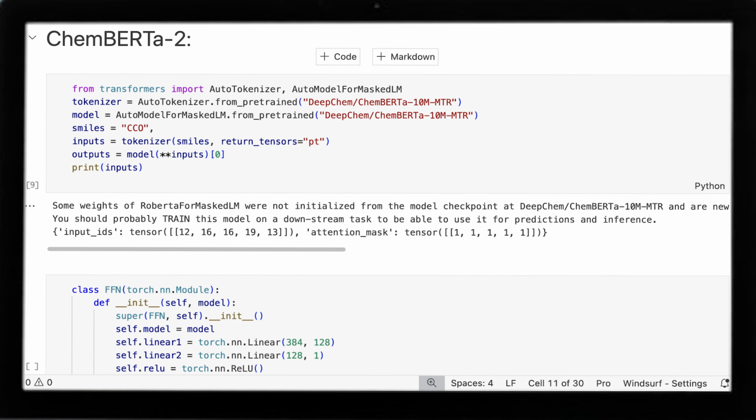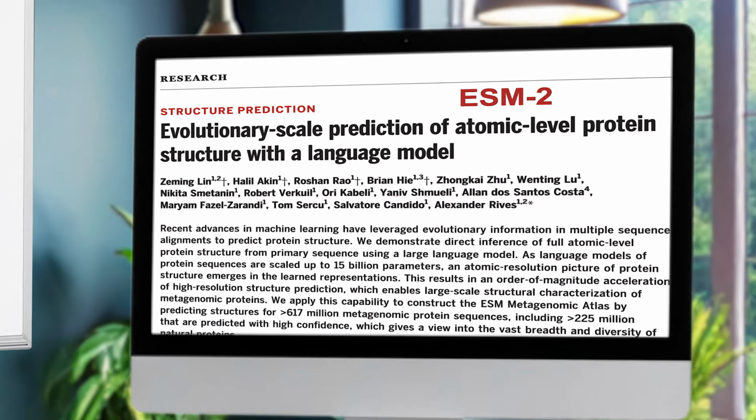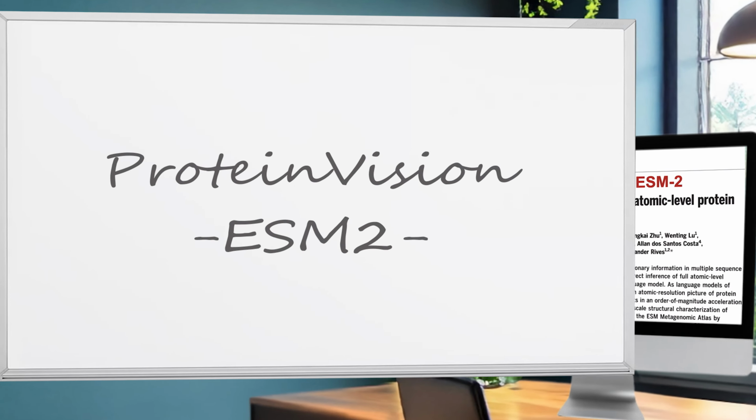In this video, we cover the ESM-2, one of the most widely used protein language models for sequence-based predictions. So let's dive into the ESM-2 model.